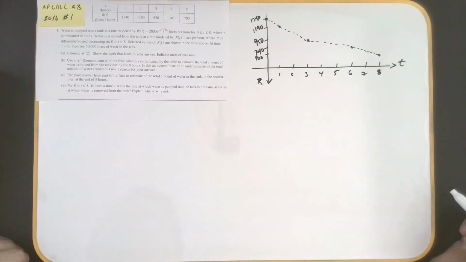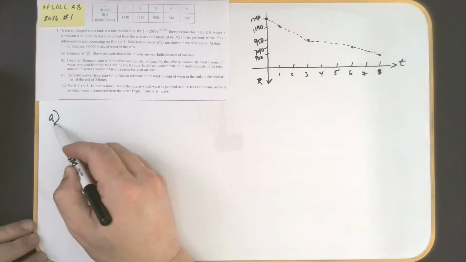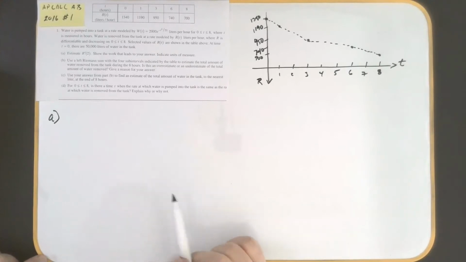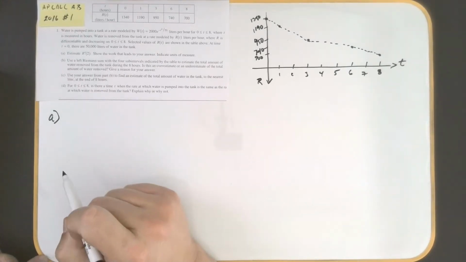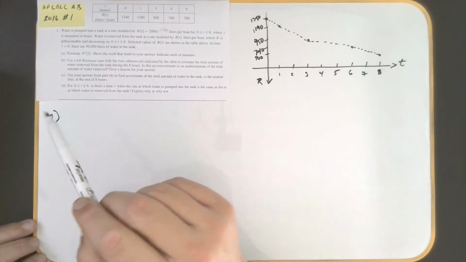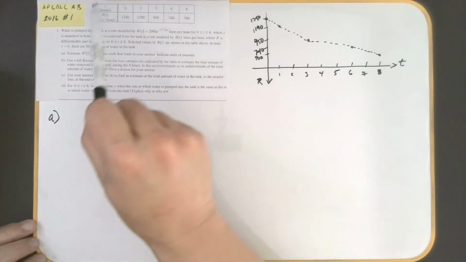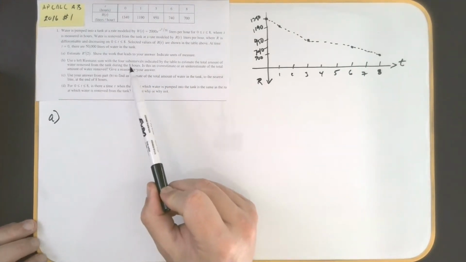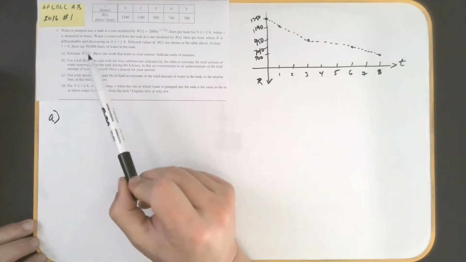All right. So now let's go back to the question. Let's see what we have to do for part A. Part A says, estimate R prime of 2. Show the work that leads to your answer and indicate units of measure. Usually when you have a table of values, they love to have you estimate the derivative. And they want to see if you know your stuff.